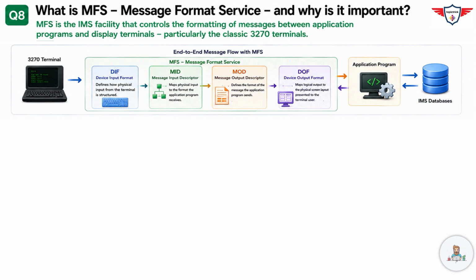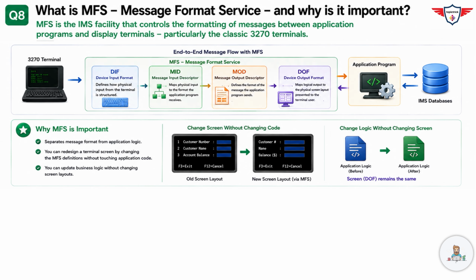So Message Format Service uses 4 control blocks. The first one is device input format, which describes how the physical input from the terminal is structured. The next one is message input descriptor. It maps the physical input to the format that the application program receives. On the output side, the message output descriptor defines the format of the message that the application program sends. Then you have device output format, which maps that logical output to the physical screen layout presented to the terminal user.